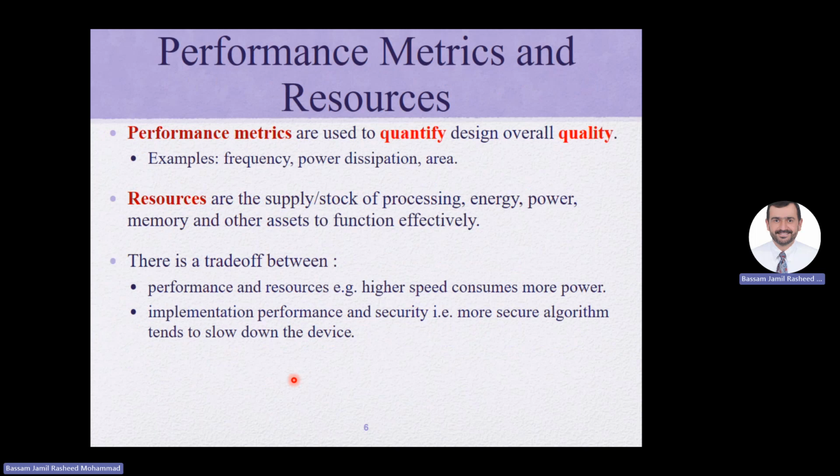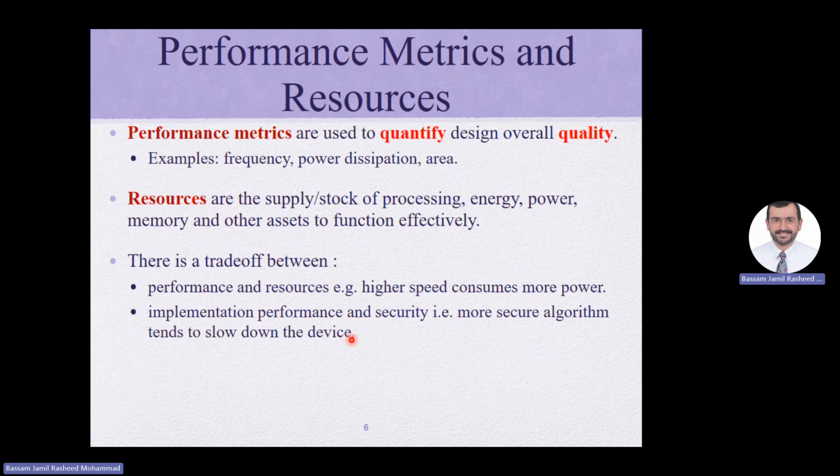It's important that we mention some of these performance metrics and resources and define them more. Performance metrics are used to quantify the overall design quality, for example, frequency, power dissipation, area, energy, etc. And the resources are the supply or the stock of processing, energy, and memory assets that are with this device. So there is typically a trade-off. If you need more performance, you would require more resources. For instance, for higher speed, you would need more area, more power, more energy, etc. Implementing performance and security requires more of the resources of the device, and they tend to consume the resources. And if you have limited computation power on this device, you might slow the device down.